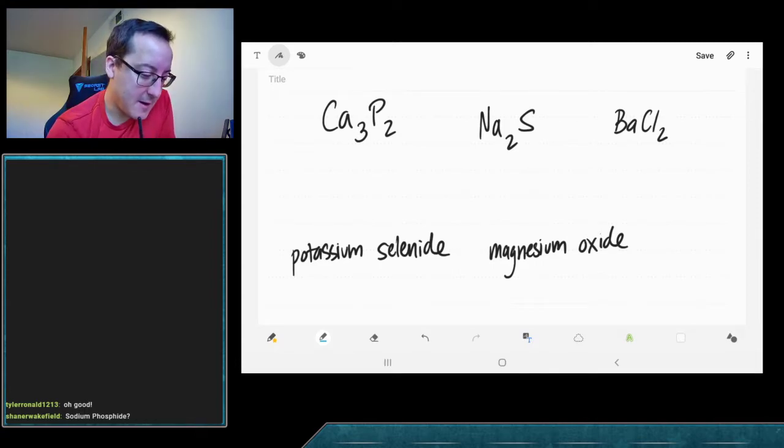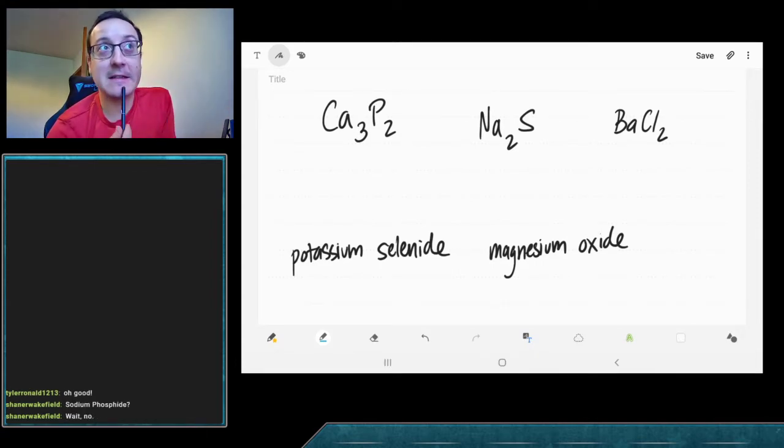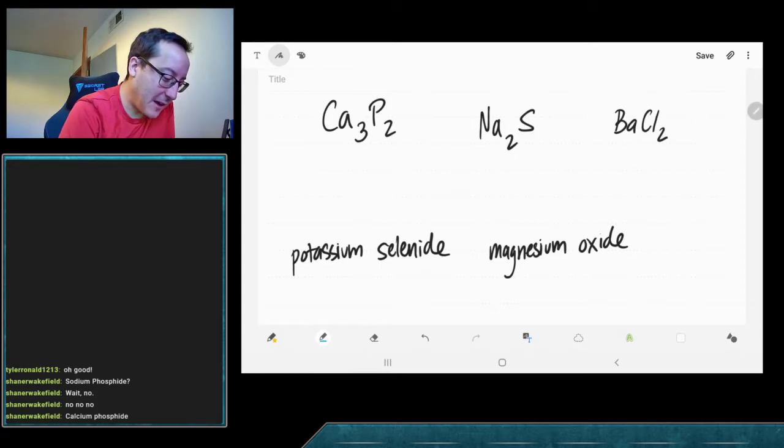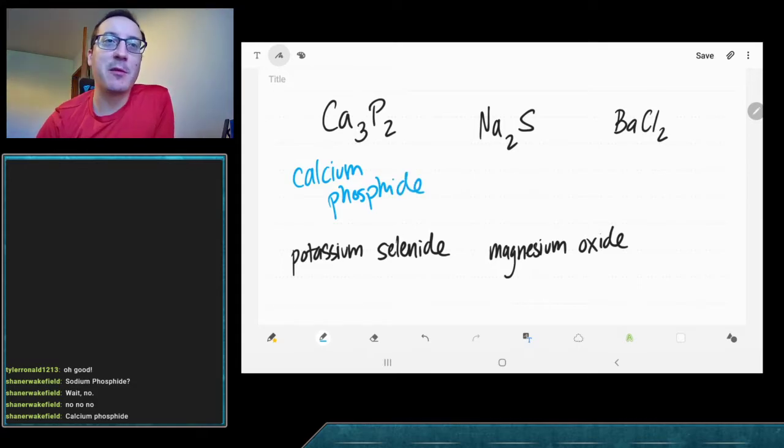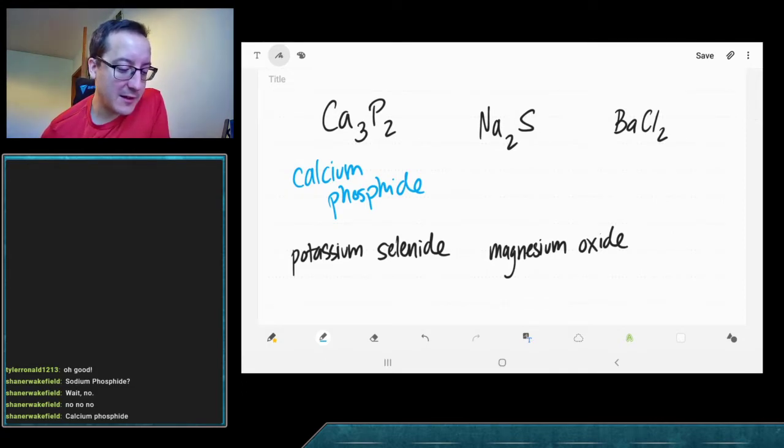Sodium phosphide, huh? Sodium symbol is not Ca. And just so you know, Shane, you do not need to capitalize these. So, yeah, exactly. So just calcium phosphide, exactly. And so Shane got that from looking at his periodic table, presumably seeing Ca is calcium, and the P is phosphorus, and remembering that we need to change the ending of our anion to make it ide.